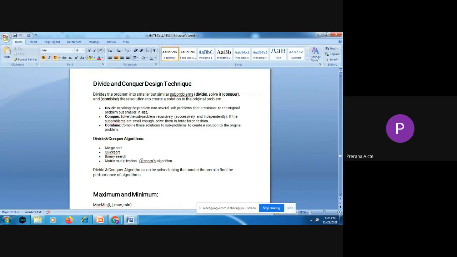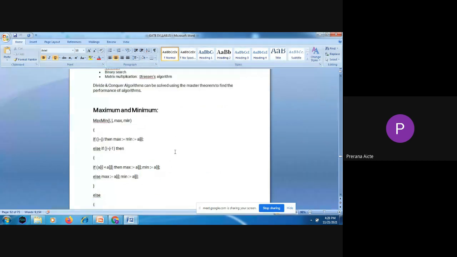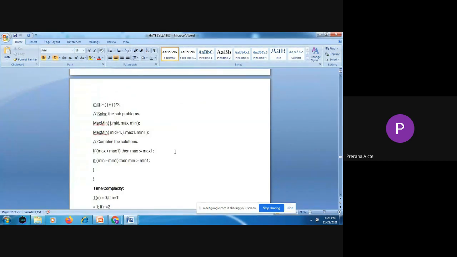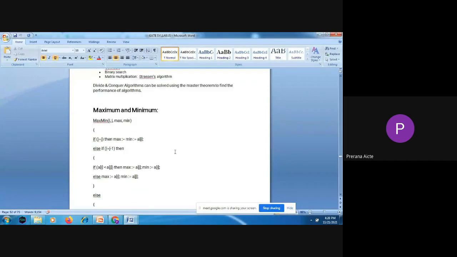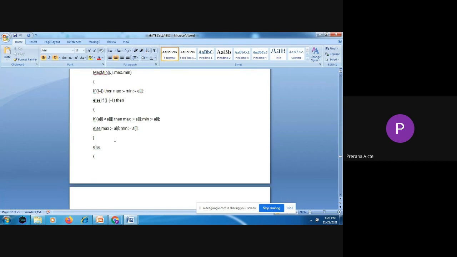So all these applications come under the divide and conquer strategy. One more example is maximum and minimum, which also comes under the divide and conquer strategy. So, finding maximum and minimum. If the list contains only one element, meaning if i equal to j, then that is the max element and that is the min element. If the list contains two elements, if i equal to j minus 1, then you have one condition: if a of i less than a of j, then a of j will be the max, otherwise a of i will be the max and a of j the min.